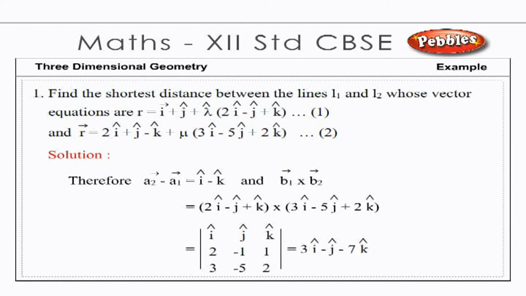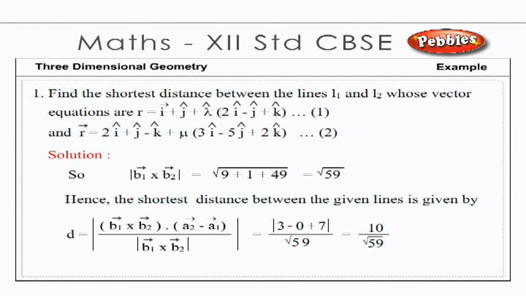Therefore, a2 vector − a1 vector = i cap − k cap, and b1 vector cross b2 vector = (2i cap − j cap + k cap) × (3i cap − 5j cap + 2k cap). From the above, we get modulus of b1 vector cross b2 vector = root of 9 + 1 + 49 = root 59.